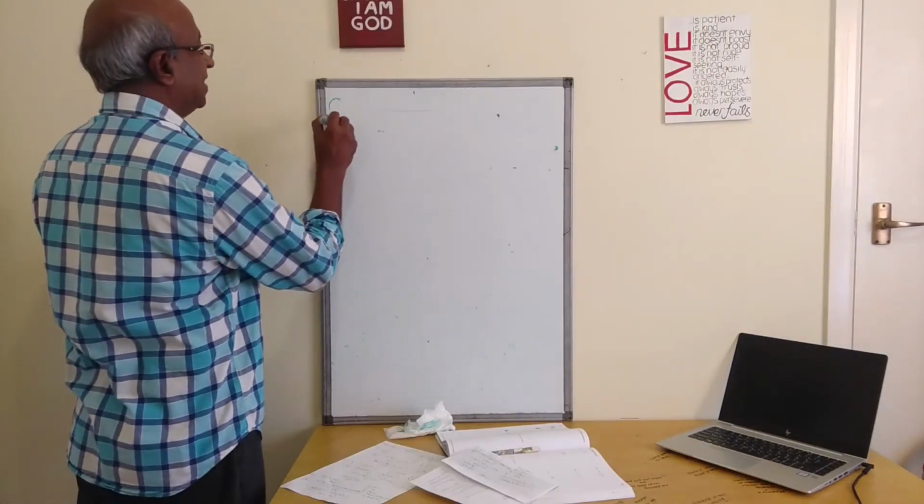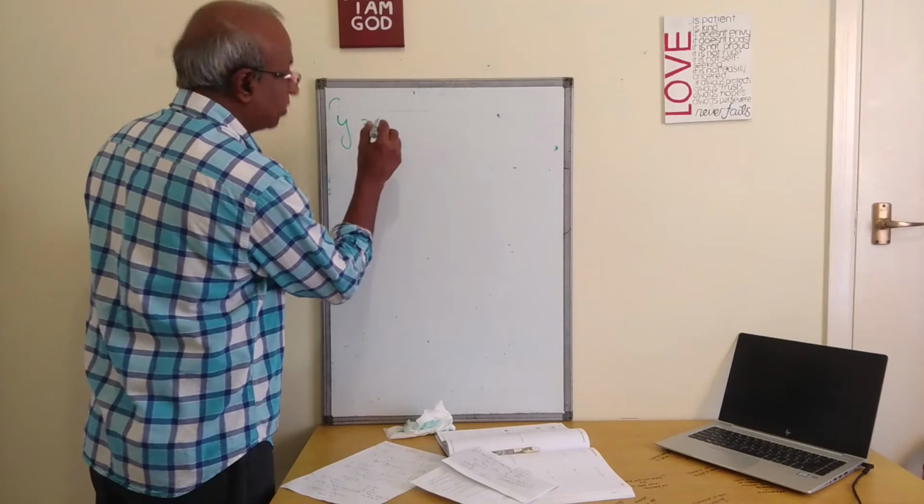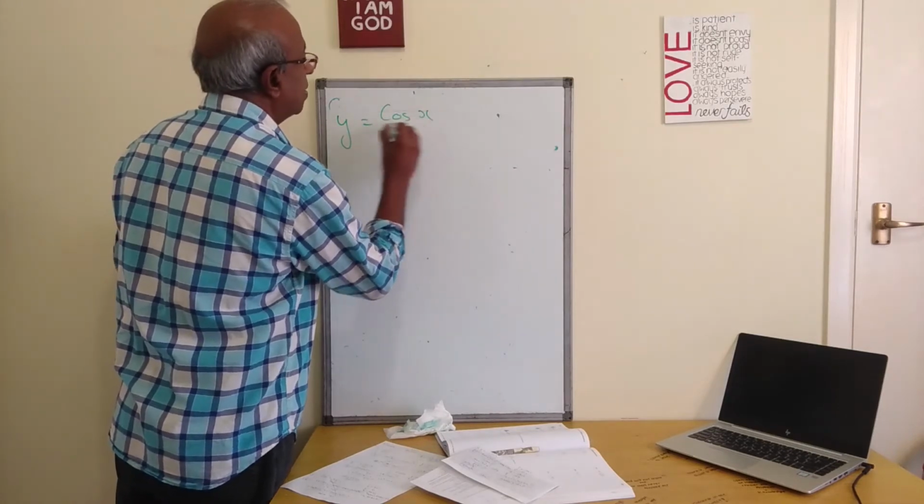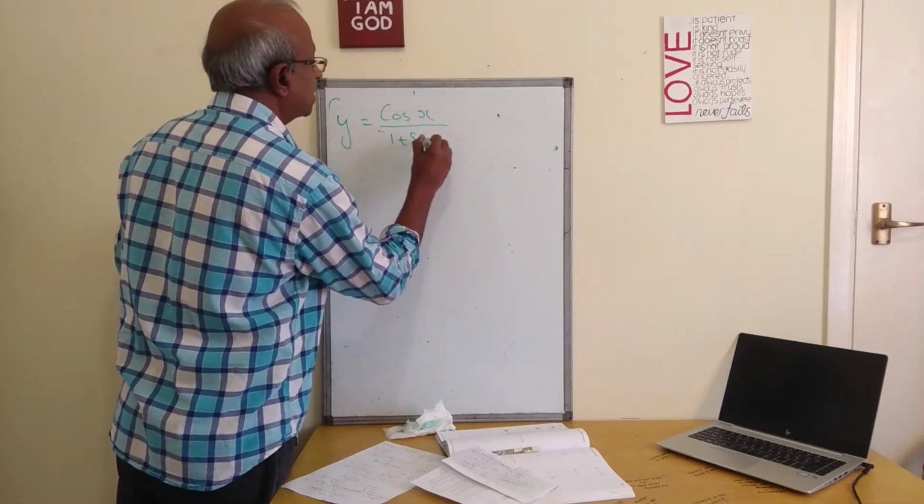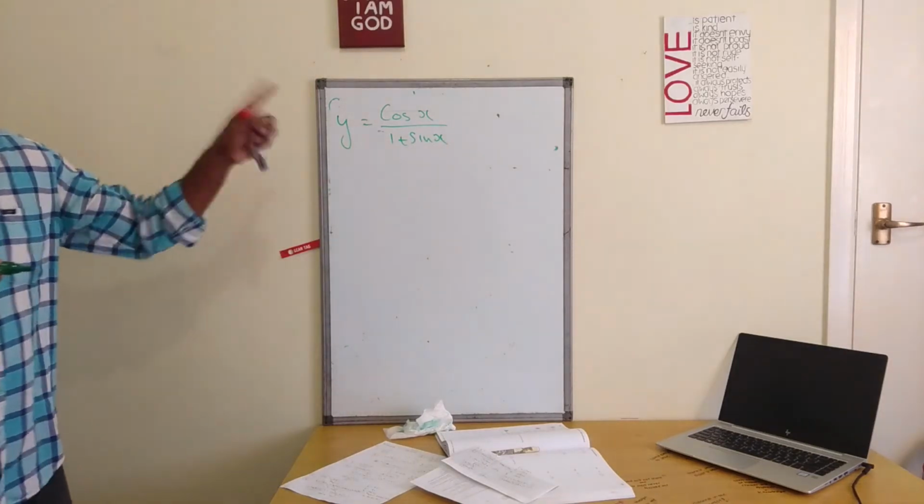Number 3. So y is equal to cos x over 1 plus sin x. Okay, we are going to use the quotient rule.